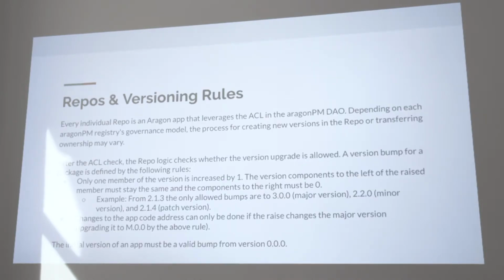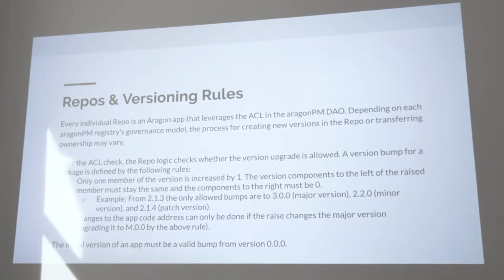Cool. So this is super straightforward and kind of redundant. If you guys know versioning, I'm just going to go over how versioning works. Every individual repo is an Aragon app that leverages the ACL and the Aragon PM DAO. After it checks, the repo logic checks whether or not the upgrade version is allowed. A version bump for a package is defined with the following rules. You can only increase by 1 every time you run the command. The version components to the left of the raised member must stay the same, and the components to the right must be 0.